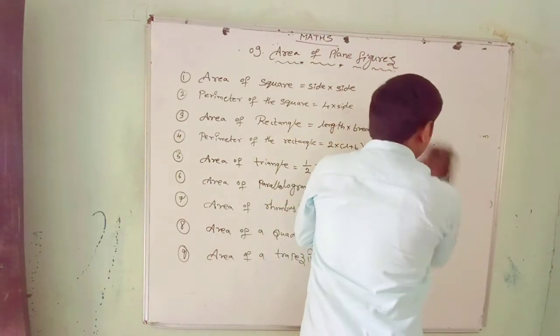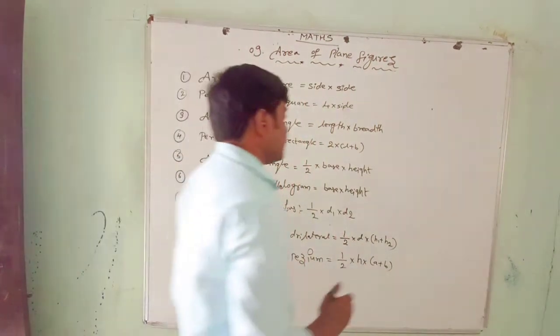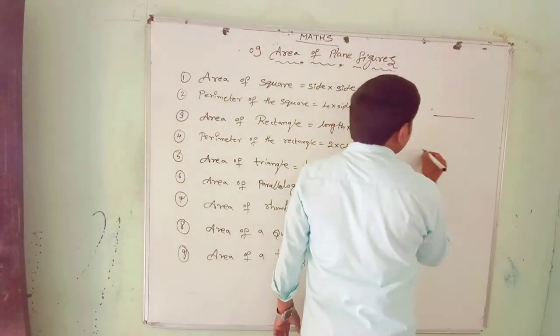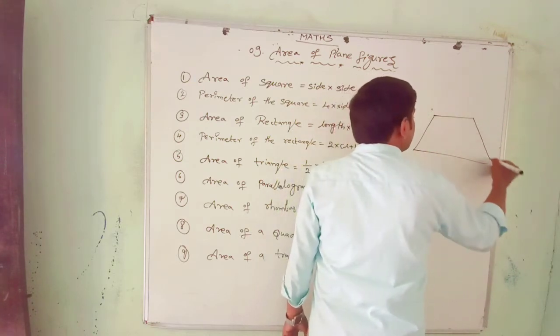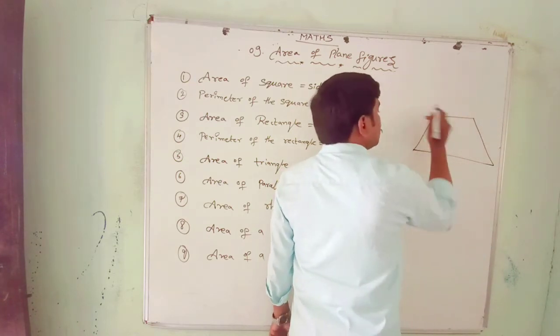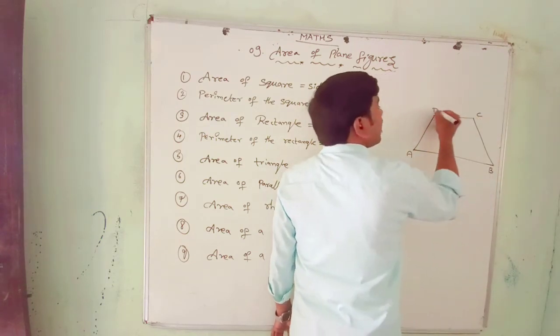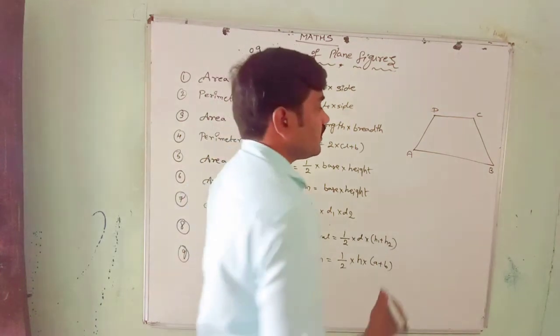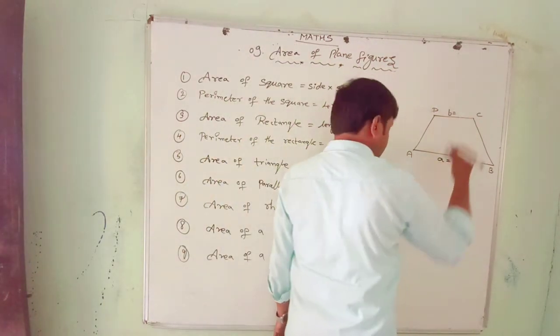So here let's go for that. We take a trapezium. We know the shape of a trapezium already. Yes, this is a trapezium, children. Now let us name this trapezium ABCD. ABCD is the name of the trapezium. Let us assume this side is a and this side is b.